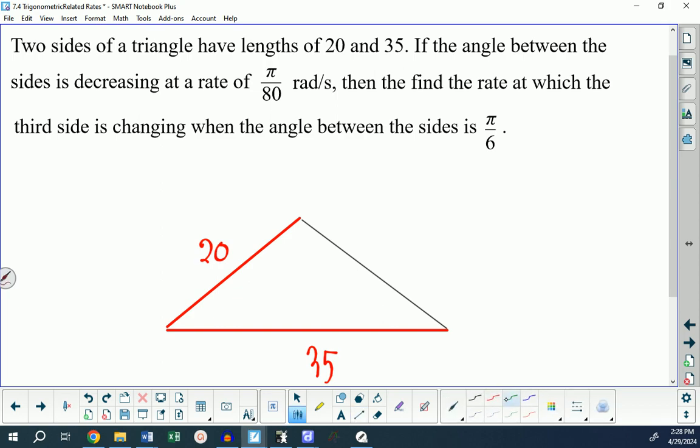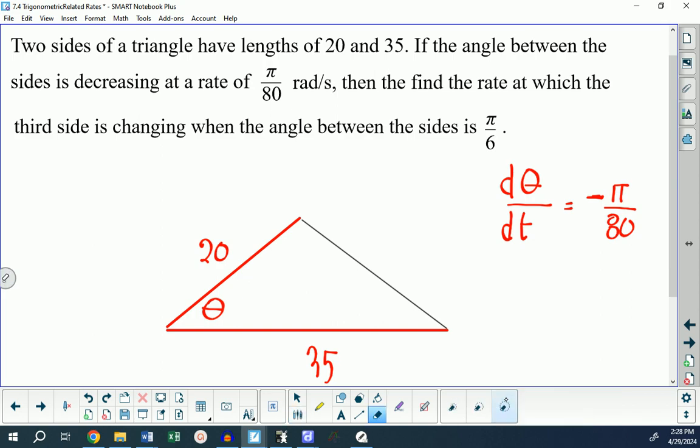So what do we know? We know there's an angle here, and we're told that d theta dt is equal to negative pi over 80. And that's in rads per second. And I'm going to come back to that rads per second importance in a bit. And we want to find out the rate of change of this other length, so we need to call this other length something. I'm just going to call it L for length. So we need to find dL dt.